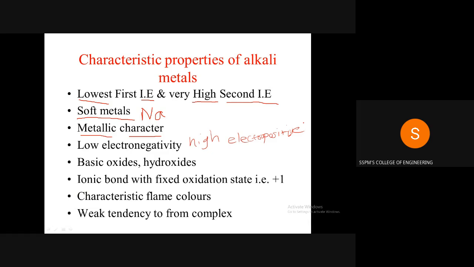Electropositive means what? It acquires a positive charge, having the tendency to lose electrons. It acts as a reducing agent, so it loses electrons.